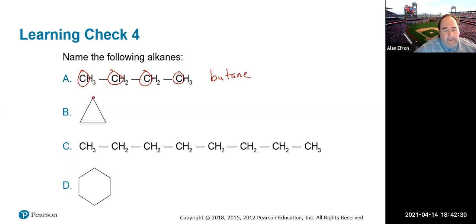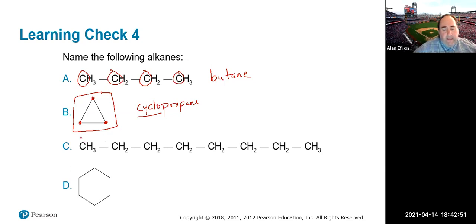Here again, counting the carbons, 1 carbon, 2 carbons, 3 carbons. 3 carbons is propane from that list. Again, it is not a straight chain, but kind of wrapped up in a ring. So we would add cyclo to the beginning of it, and this would be cyclopropane.